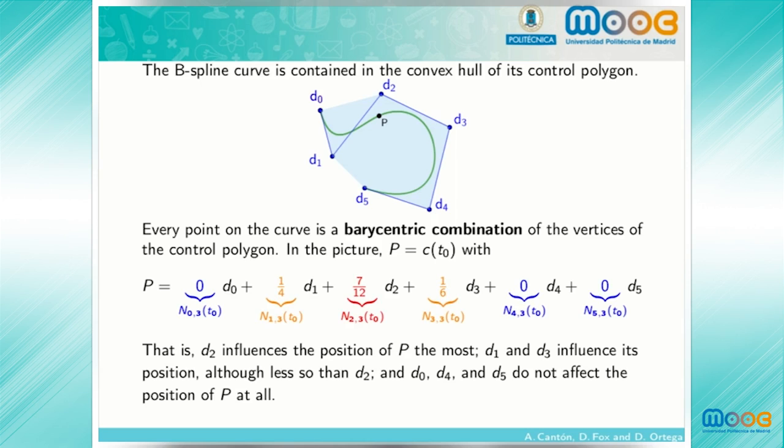Here we see that 3 of the coefficients are 0, those corresponding to the control points d sub 0, d sub 4, d sub 5, while the coefficients of d sub 1, d sub 2, and d sub 3 are non-zero. That the coefficient of d sub 2 is the biggest means that d sub 2 influences the position of p the most. That the coefficients of d sub 1 and d sub 3 are positive, but smaller than that of d sub 2, means that they do influence the position of p, but less so than does d sub 2. That the coefficients of d sub 0, d sub 4, and d sub 5 are 0 means that these control points don't influence the position of the point p.